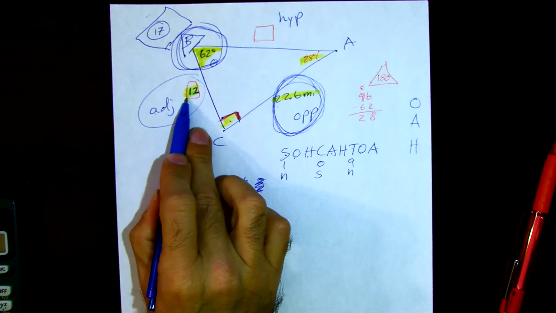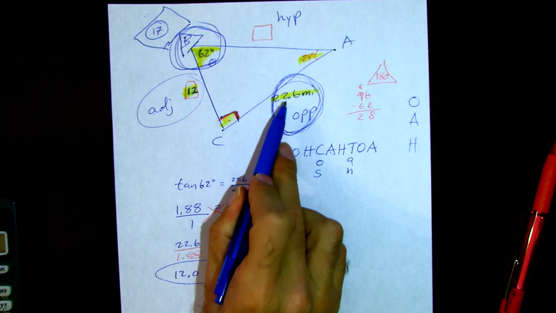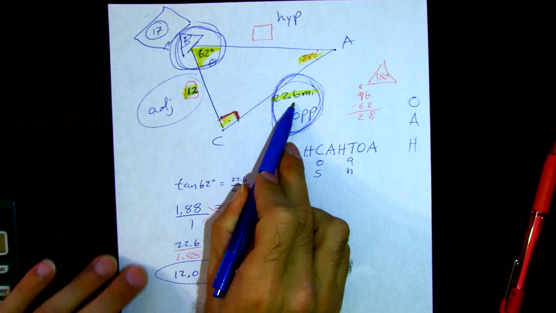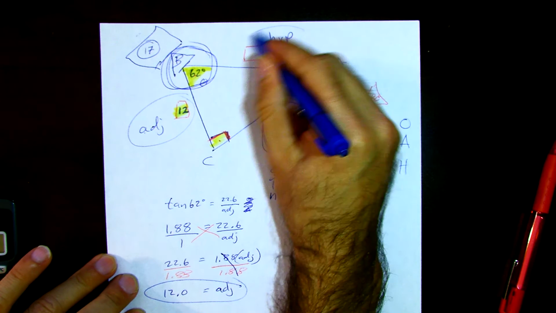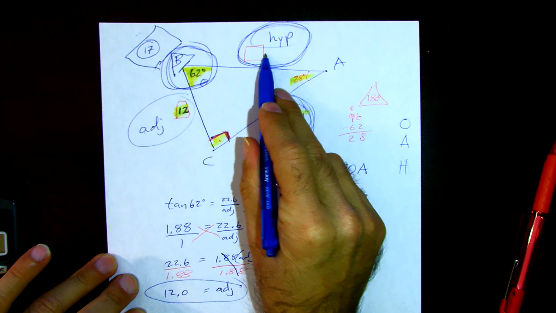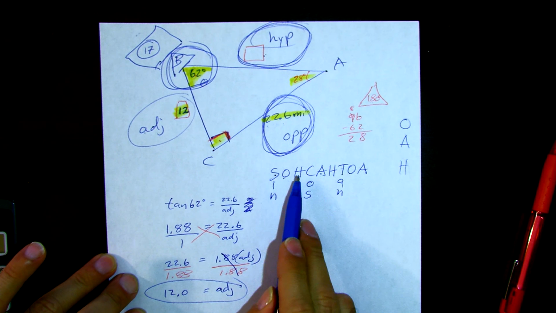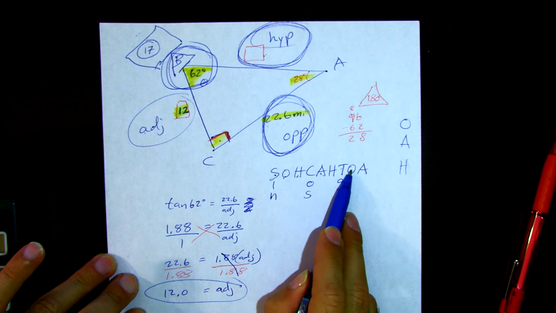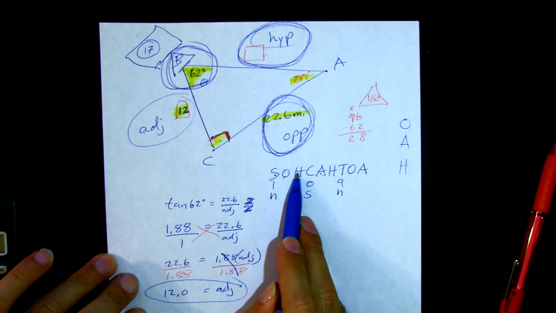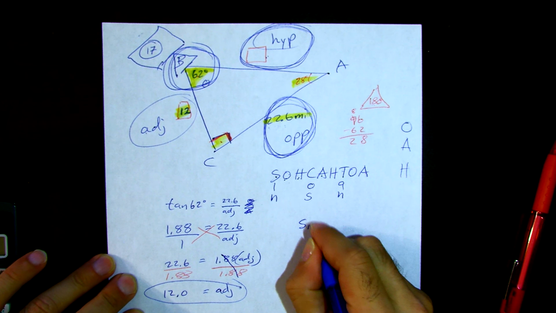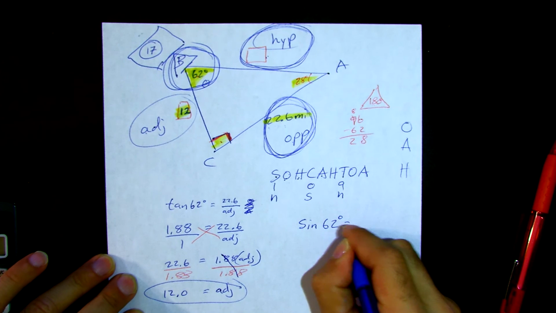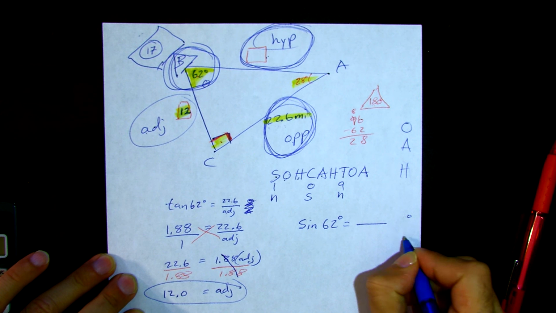Because 12 I'm pretty sure about, but I'm 1,000% sure that 22.6 is correct. So if I want to know the hypotenuse, I'm going to use opposite and hypotenuse. Let's see which one we use. Opposite, hypotenuse, adjacent, hypotenuse, opposite, adjacent. Opposite, hypotenuse. So I'm going to use the sine of my theta, 62 degrees, and that's equal to the opposite over the hypotenuse.